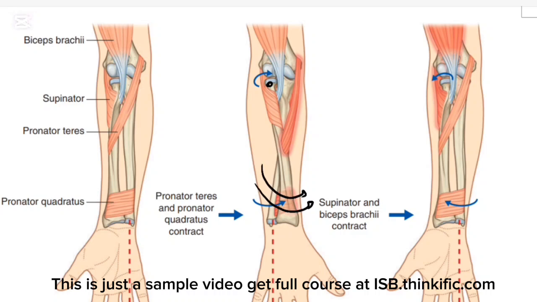So look again, the proximal end of the radius just rotates on the ulna at the proximal radio-ulnar joint. Distally, what's going to happen? The distal end of the radius jumps over the ulna. It jumps over the distal end of the ulna. This is what the movement of pronation entails.